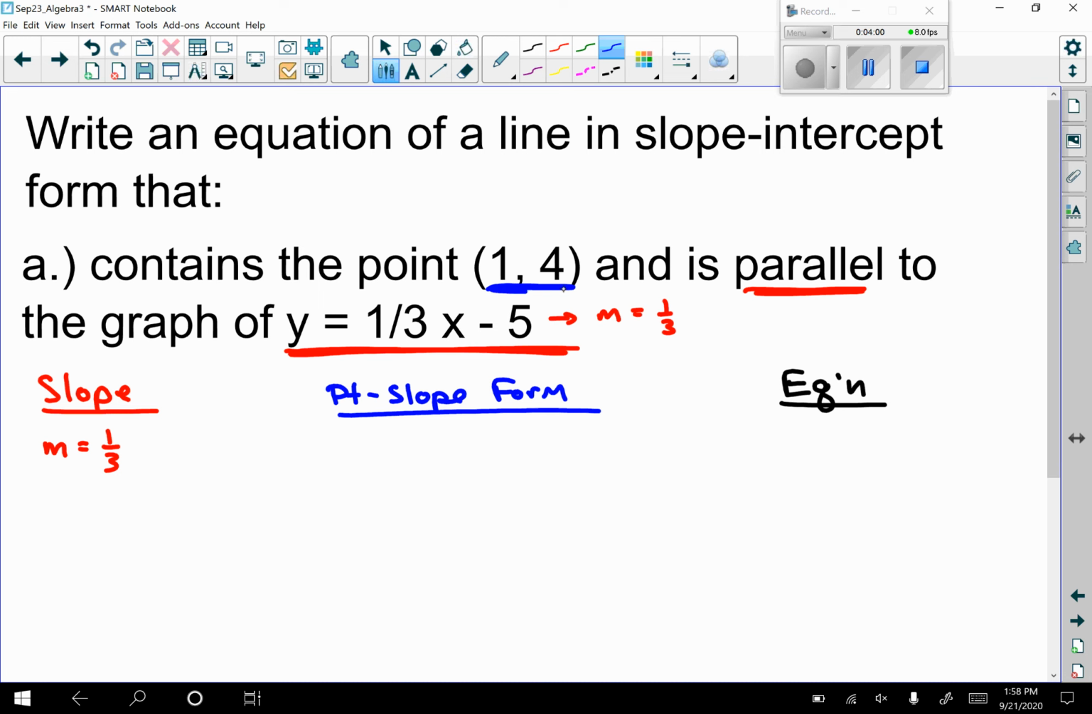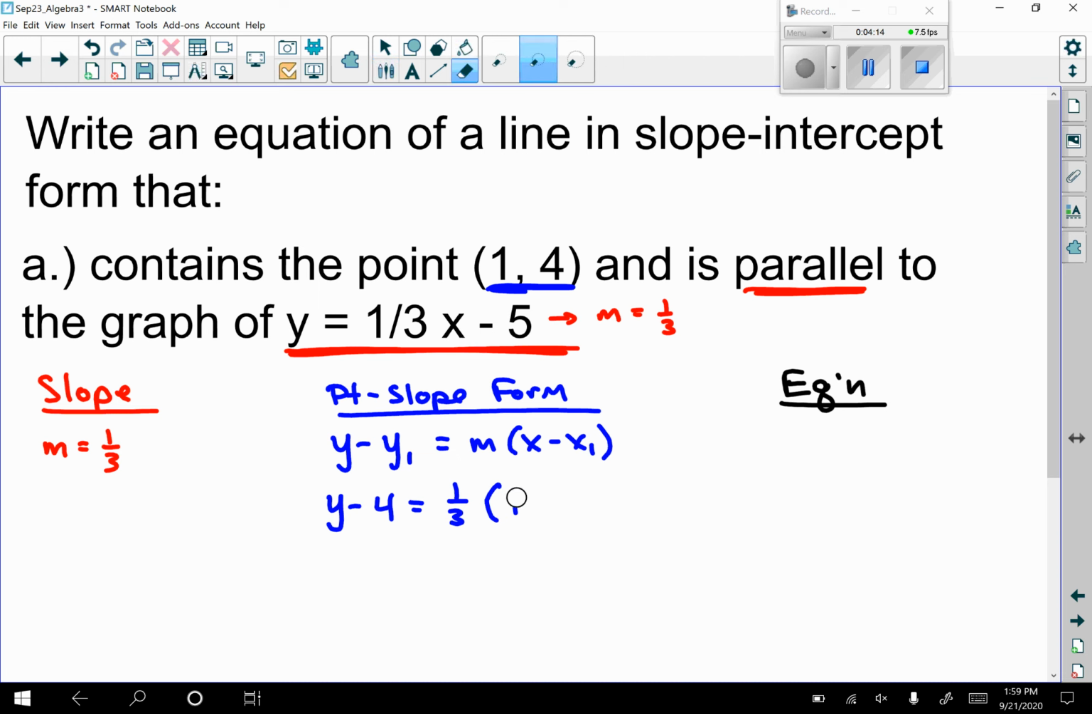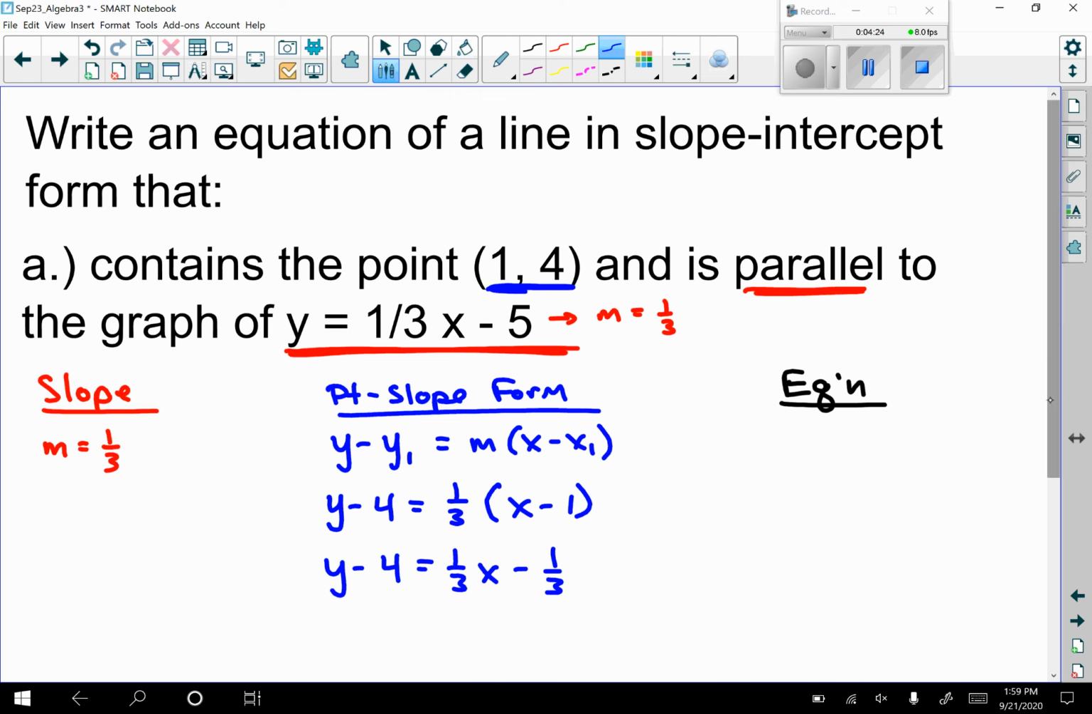All right, so that's really the only different side to this than what we were working with yesterday. So now here's my point. I'm going to use y - y1 = m(x - x1). So my y1 is 4, so I have y - 4. My slope is 1/3, and I'm going to have x - x1, so x - 1. So now I'm going to distribute the 1/3. So I'm going to get 1/3 x - 1/3. Now I'm going to add 4.